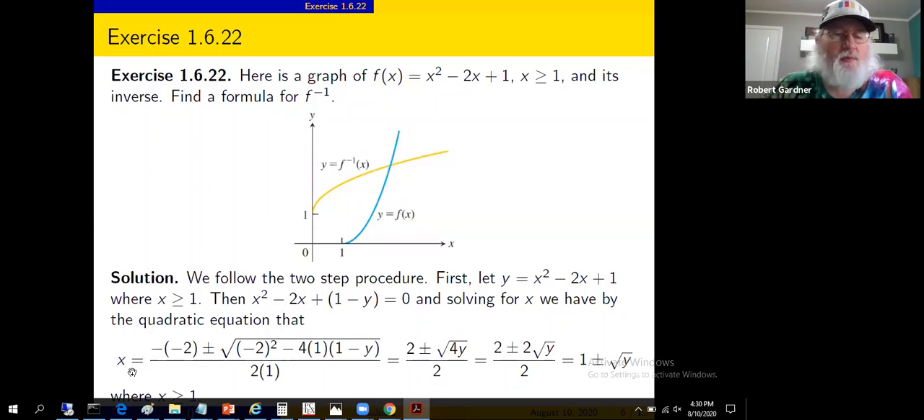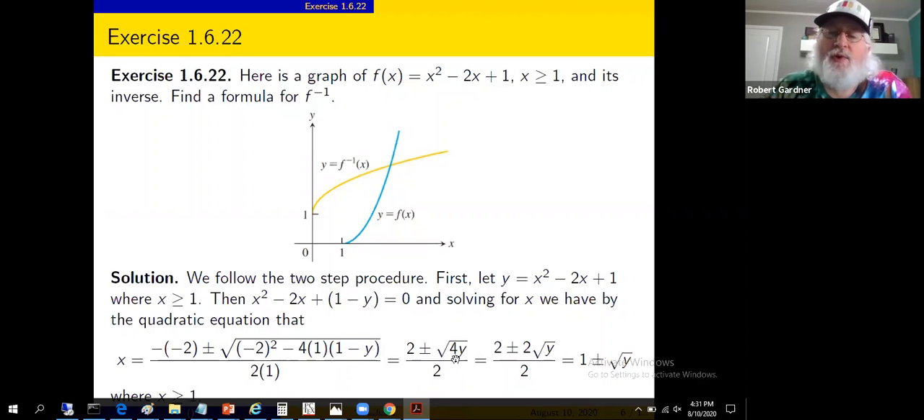Using the quadratic formula, we'll get x equals negative b. b is negative 2, plus or minus the square root of b squared. b is still negative 2, minus 4a. a is the coefficient of x squared, it's 1, times c. c is the constant term. It's 1 minus y. All over 2a, a is still 1. Okay, so negative negative 2 gives us a positive 2, plus or minus. Here we'll get 4. Distributing, we'll have minus 4 plus 4y. That was 4 minus 4, gone. Plus 4y, we're left with the square root of 4y. In the denominator, we just have a 2.